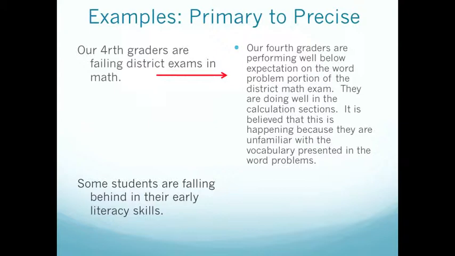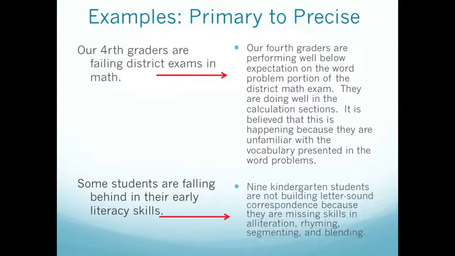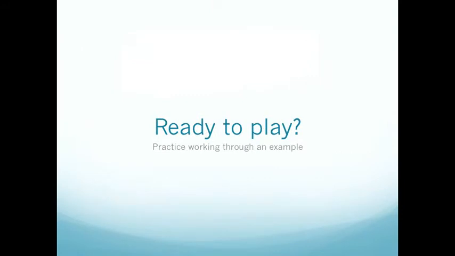Another primary statement, some students are falling behind in their early literacy skills. Again, we don't have much direction or guidance for solutions. When we define it more specifically by saying 9 of our kindergarten students are not building letter-sound correspondence because they're missing those early literacy skills of alliteration, rhyming, segmenting, and blending, we start seeing the strategies we should be thinking about putting in place for these students. So are we ready now to start working with some data?